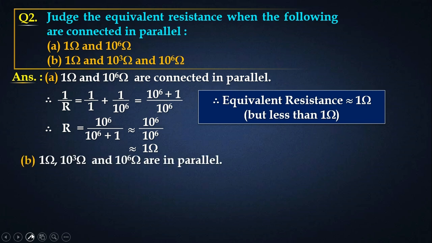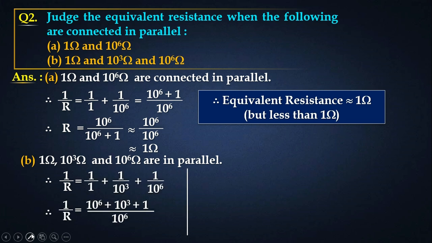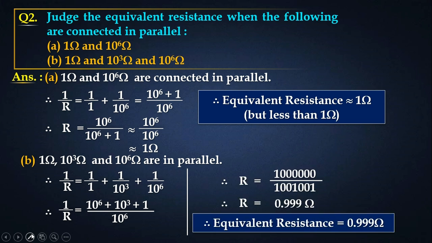And if 1 ohm, 10 power 3 ohms and 10 power 6 ohms are connected in parallel, it means 1 by 1 plus 1 by 10 power 3 plus 1 by 10 power 6. 10 power 6 is the LCM, and we have to take 10 power 6 plus 10 power 3 plus 1. So here again we can say that the equivalent resistance is less than 1, that is 0.9999 ohms.